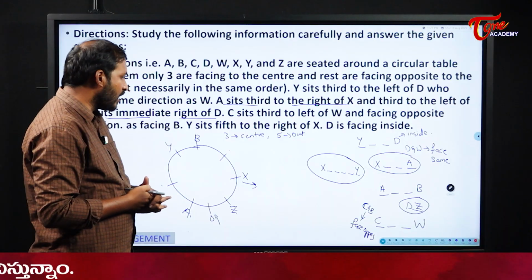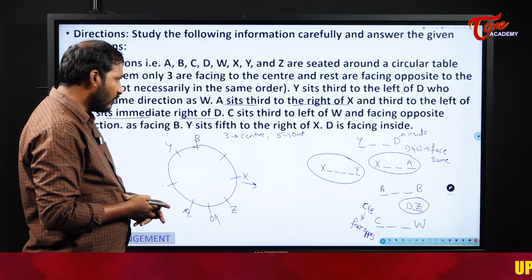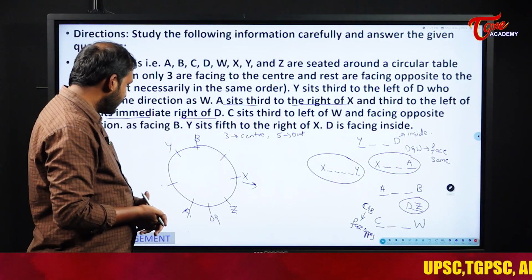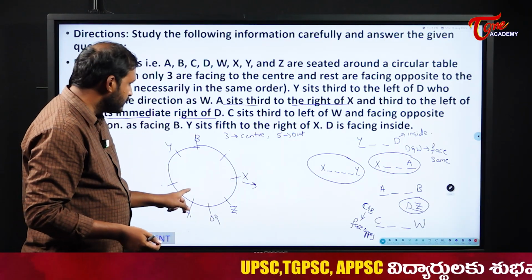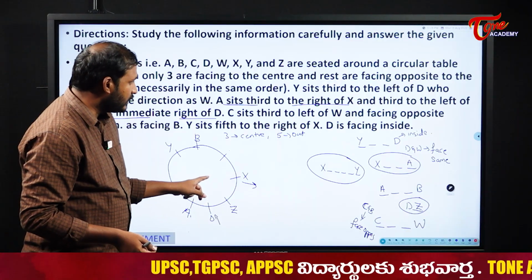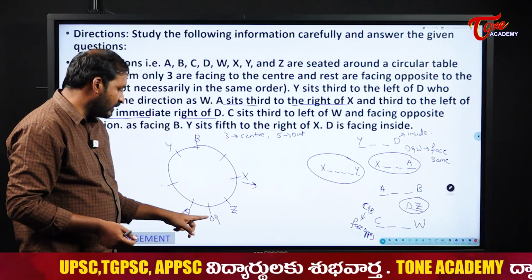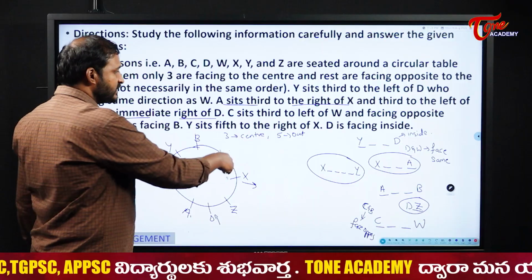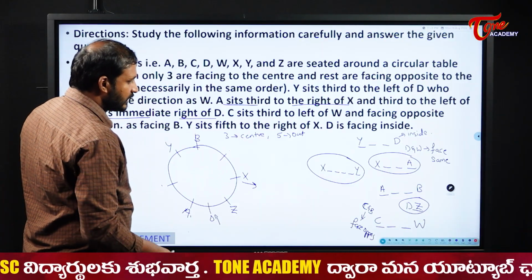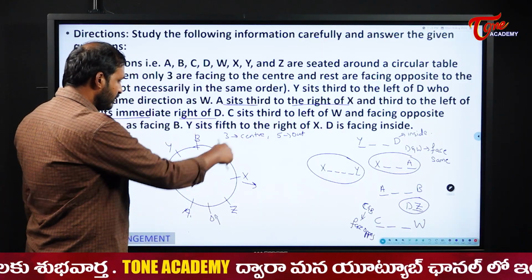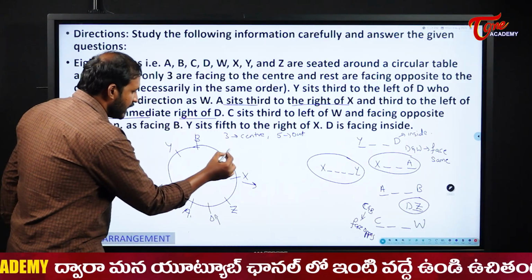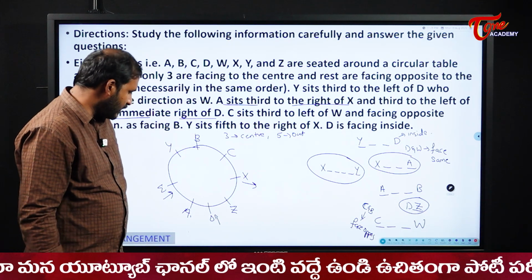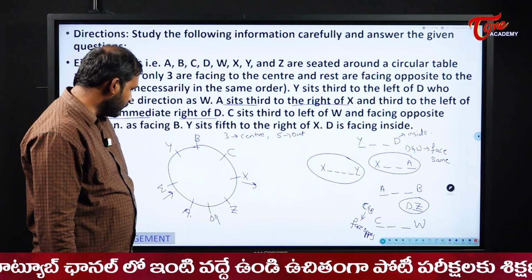C and B face opposite directions. Okay, we will see that one. D and W. Now see here students, one thing very clear. W will face inward, right? Why? Because D is facing inward. W facing inward. W's third left should be who? C. So inward means, W will come here, facing inward, and C will come here. Right? So 1, 2 I came to know.